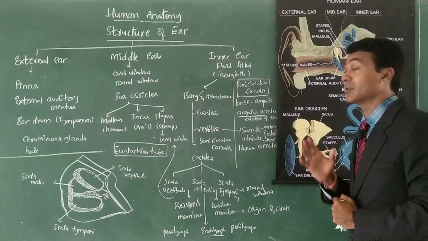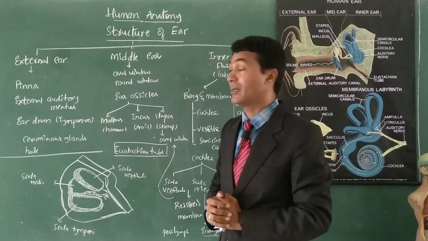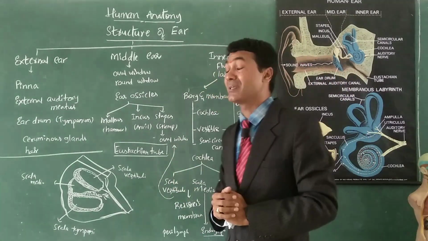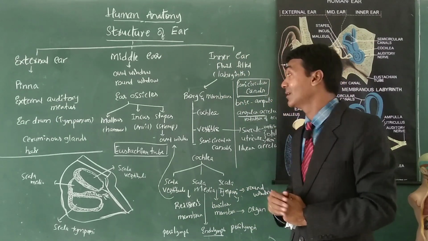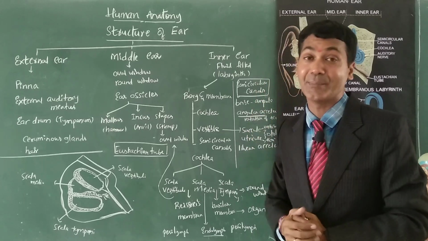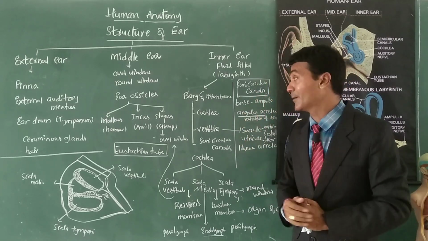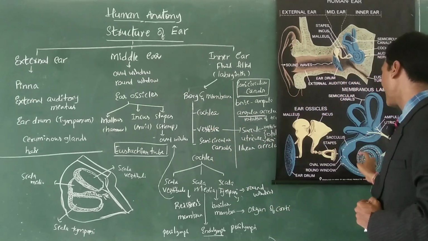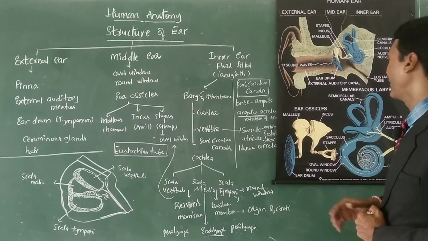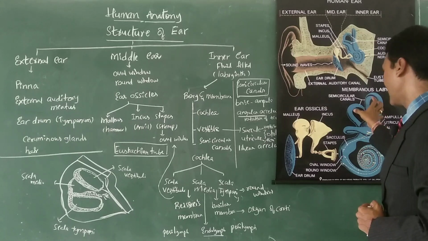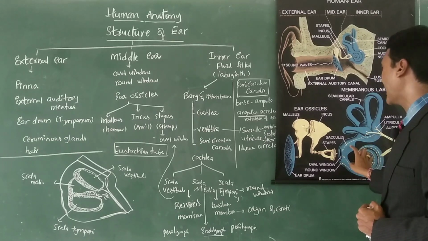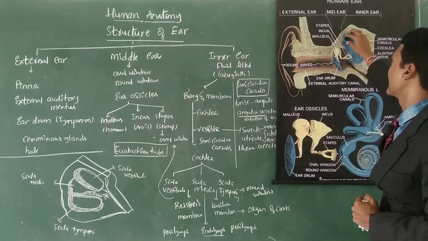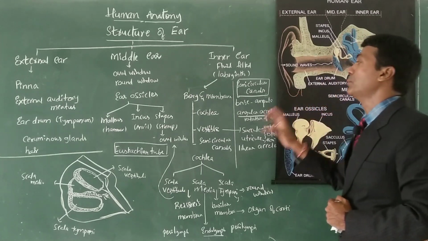And finally, inner ear, the most complex part of the ear. So inner ear is a fluid-filled structure known as labyrinth. There are two labyrinths, bony labyrinth and membranous labyrinth. Bony labyrinth is associated with skull, and membranous is associated with epithelium. And bony labyrinth has three parts: cochlea, watch spring-like structure, vestibule, which connects semicircular canals and cochlea, the middle part, and semicircular canals. See here, this is cochlea, this is vestibule, and this is semicircular canal. These three together are called bony labyrinth.